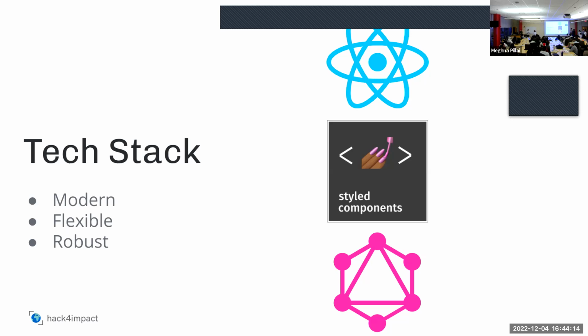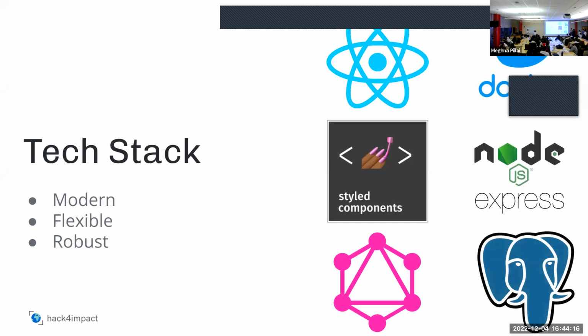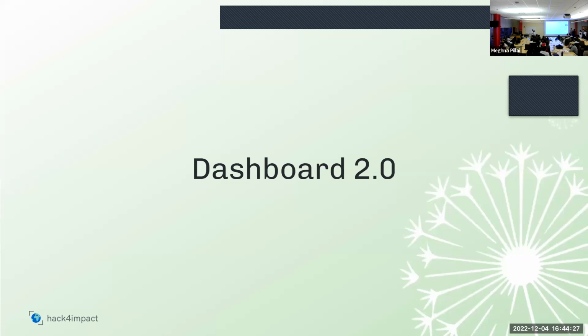And then on the back end, we're using Docker, which is a robust solution for containerizing our application. We're also using Node.js and Express to create an HTTP server. And then for our database, we're using PostgreSQL. And now Pete will talk about Dashboard 2.0.